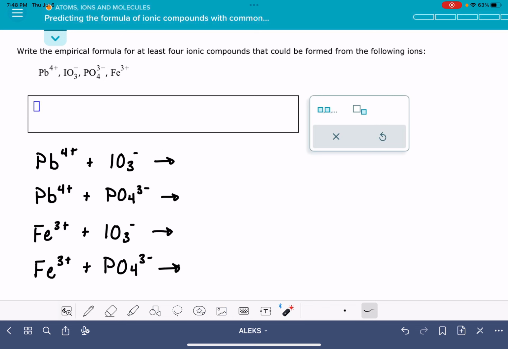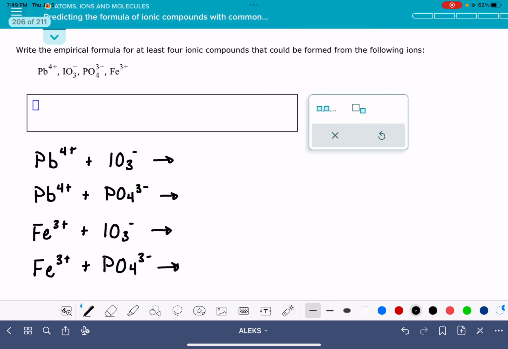That could sometimes be a little bit tricky to predict exactly how many of each ion we need, so we do have a pretty handy guideline that we can follow to help us predict how many of each ion is necessary for the formulas. The charge of one ion, for example the 4 on the lead, is the quantity that we need of the other ion. The charge, in this case of the iodate, the 1- charge, that's the quantity that we need of the lead. So I'm going to use that guide to help me write these formulas out.